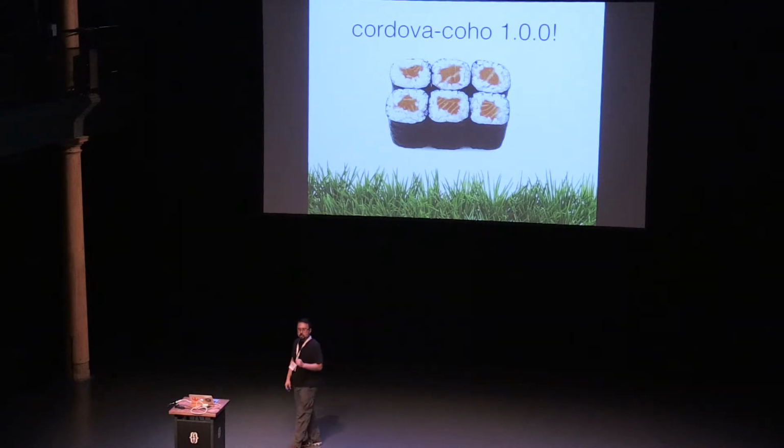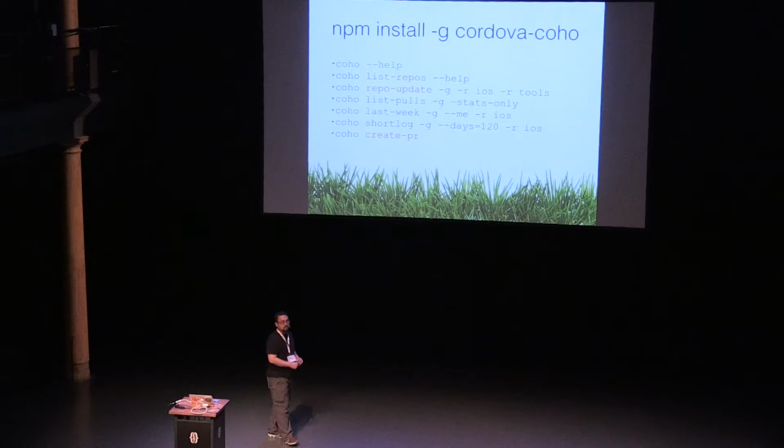So Cordova Coho was released last week. It's mainly a developer tool, but we released it so most developers can easily contribute non-trivial fixes. So how do you install it? As usual, it's a node module, so it's a command line utility. Install it globally from npm.